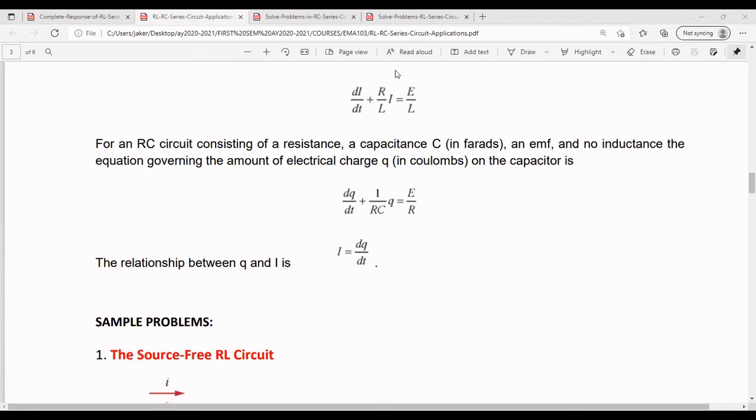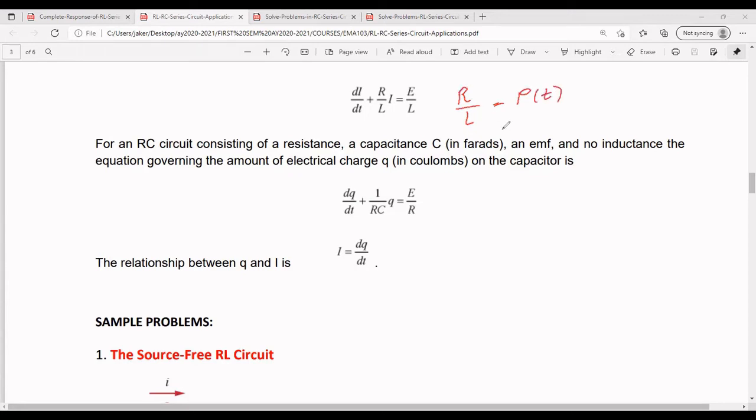The reason why your model DE was written already and shared in this form is so that you can pick out right away what is your P of T and what is your Q of T. Take note, I'm not saying Q of X or P of X because X is not this time our independent variable, but rather T. Time is our independent variable. In that sense, in your RL circuit, your R over L is your P of T.